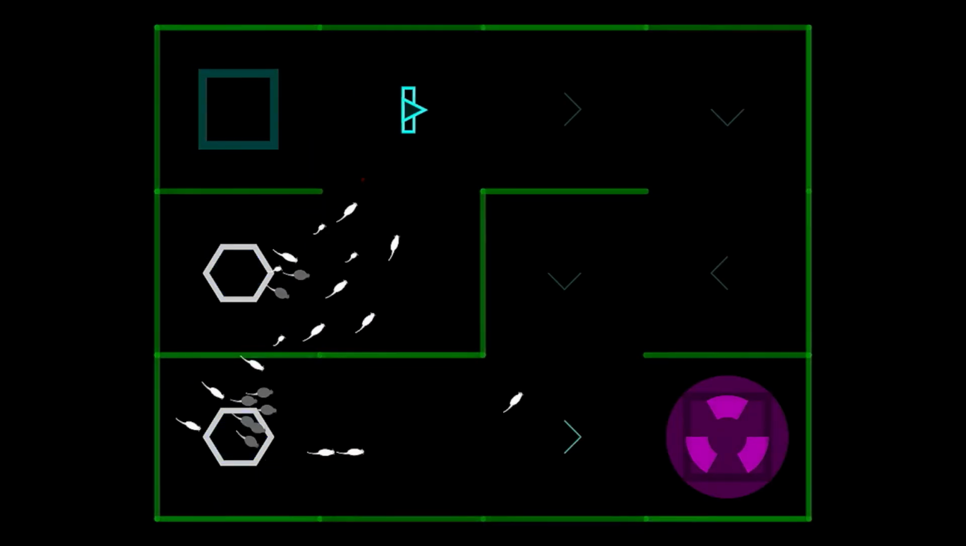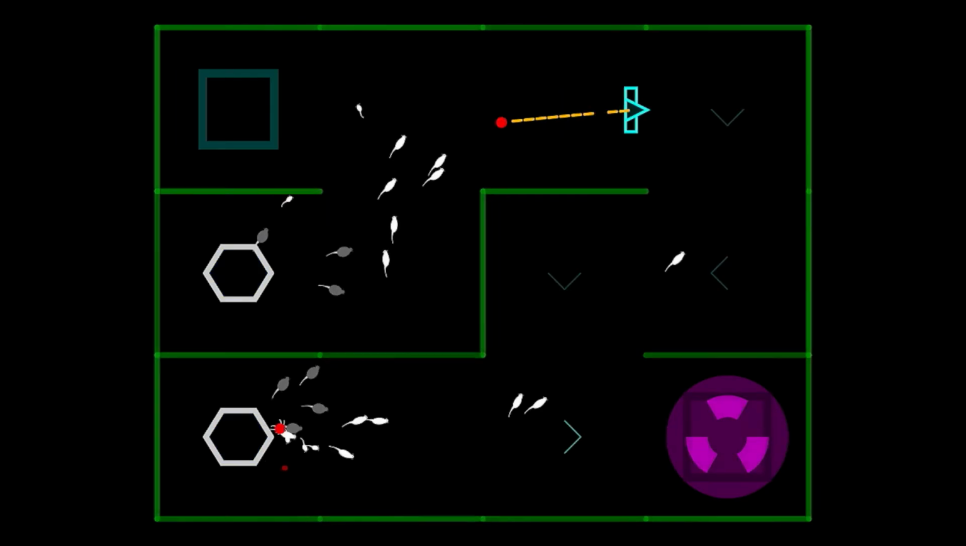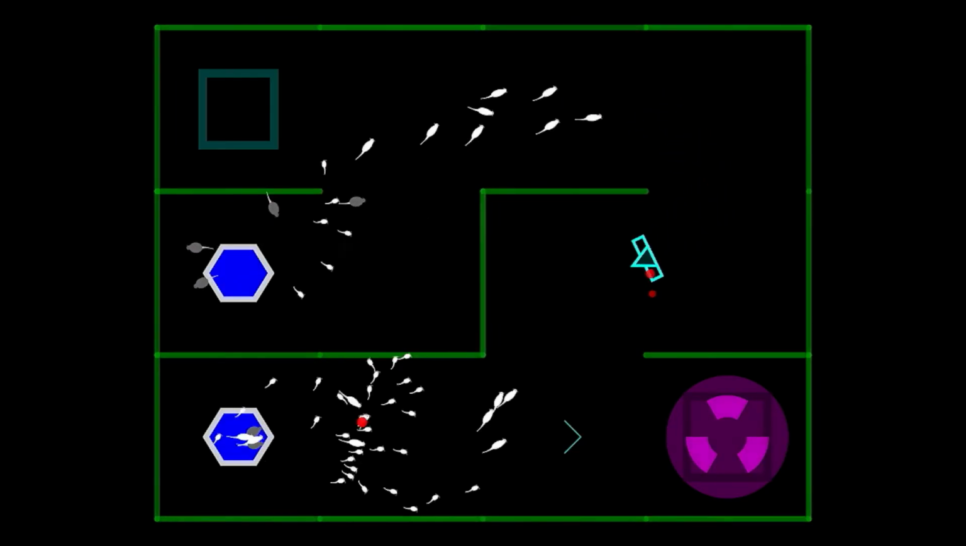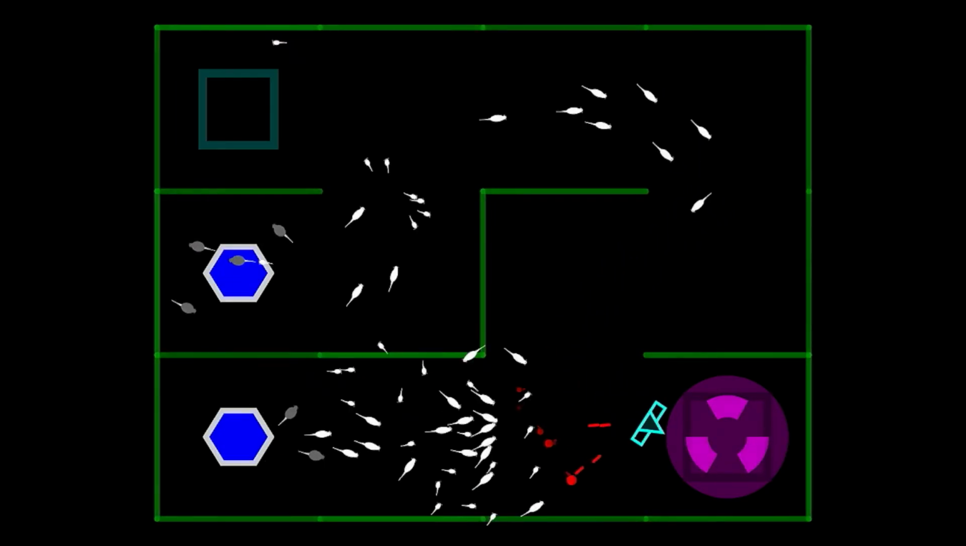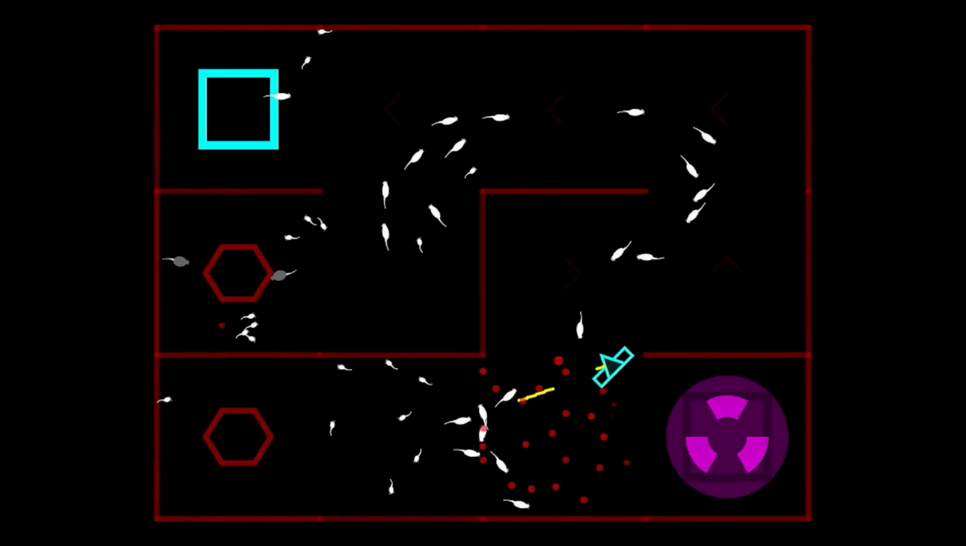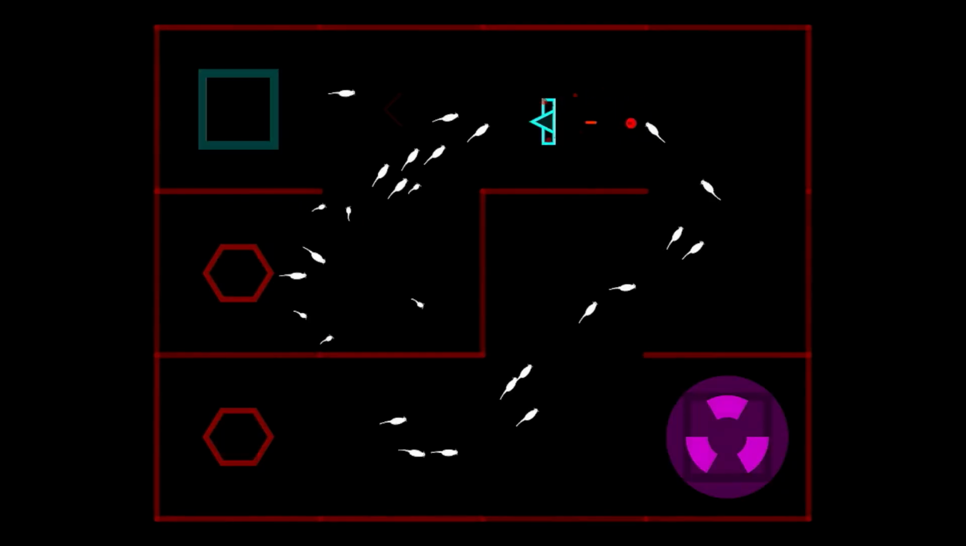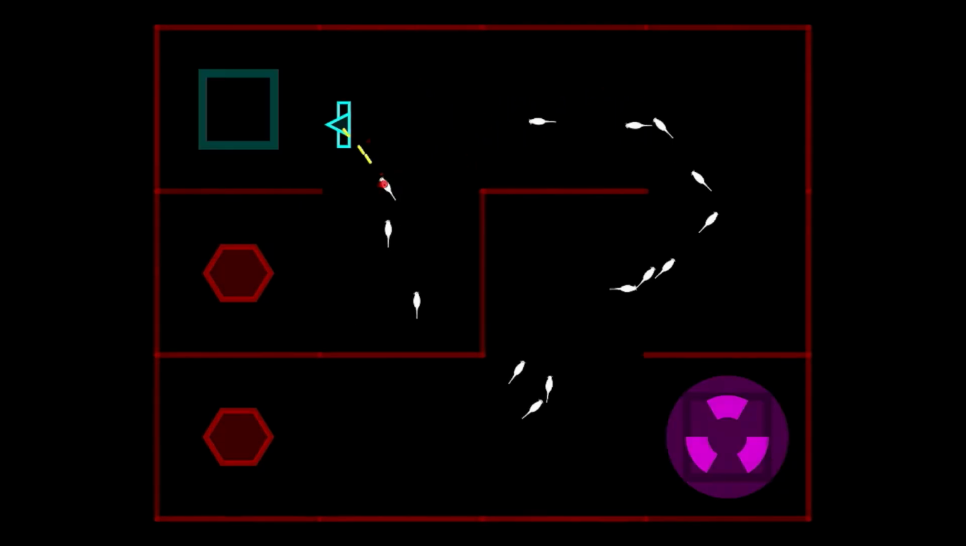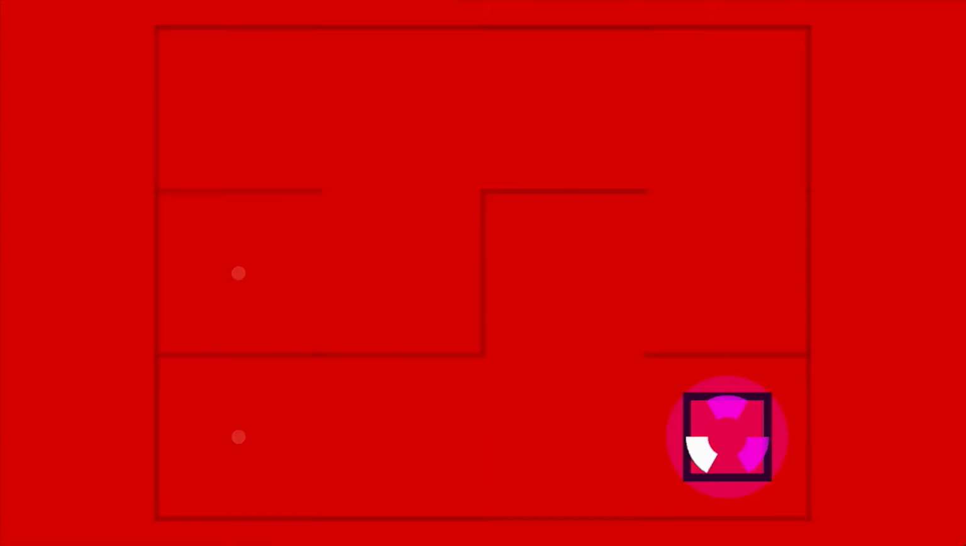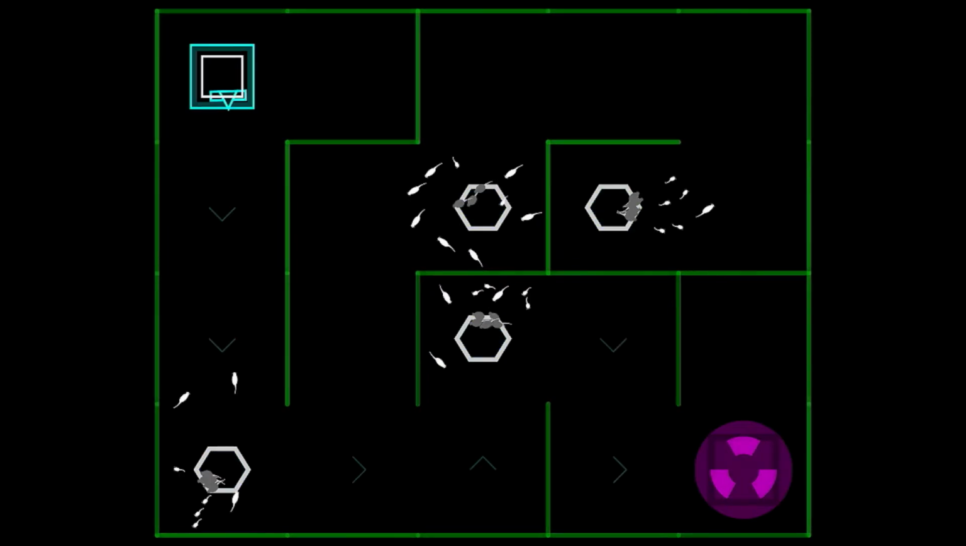Are you ready? You look ready. Maze number one. This is the easy one. Maze number two.